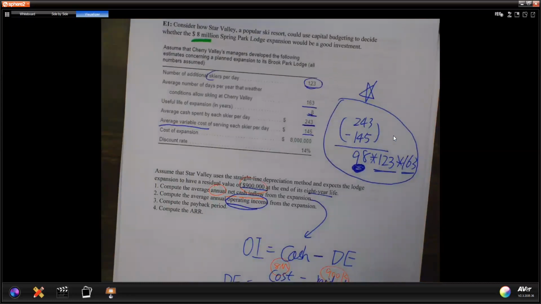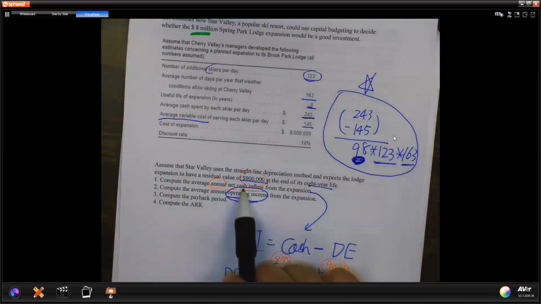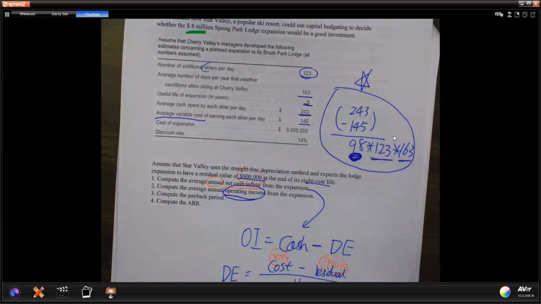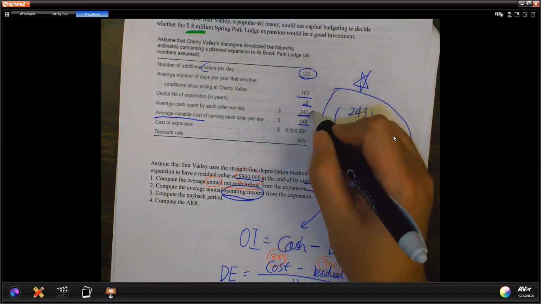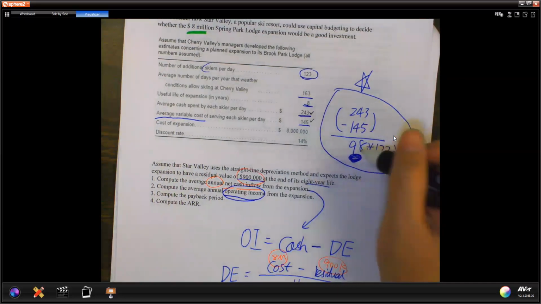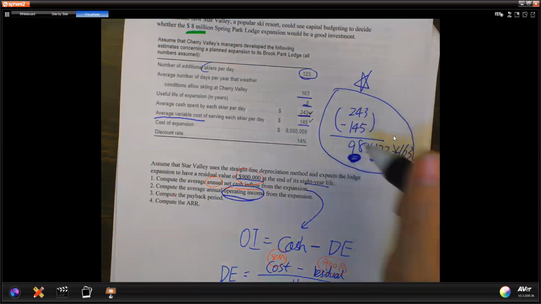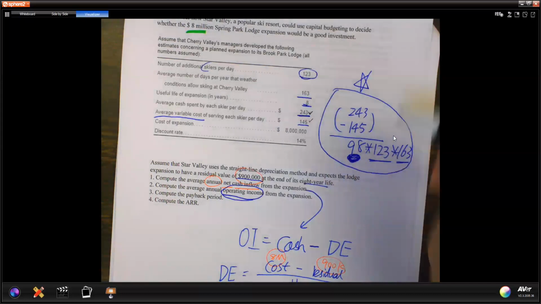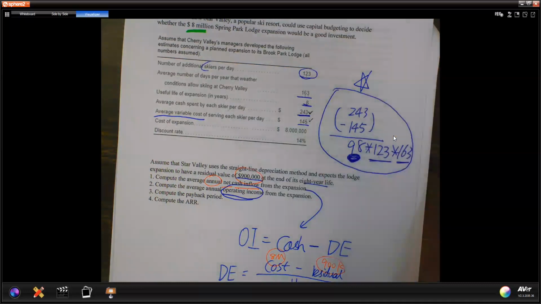And then if you go to page 9, you have a similar question in My Accounting Lab. It's asking you about the annual cash flow. You have to calculate the annual cash flow by yourself. You read this question first by yourself, right? You will get extra money 243, but you have to pay 145. So for each skier, your contribution margin is increased by $98. And you will have 123 skiers every day, and then you have 163 days every year. So that will be your annual cash inflow from this project.